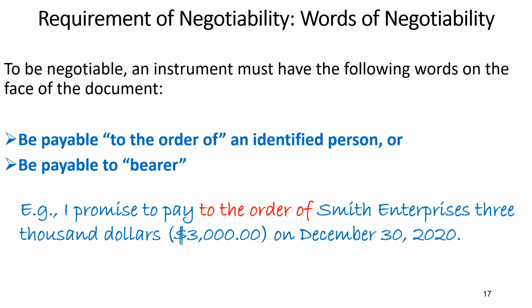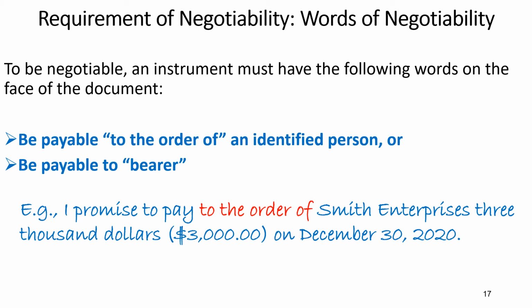This is in writing, and we're going to assume that I have signed it. I'm promising to pay, unconditional promise. And then when I insert the words "to the order of Smith Enterprises," under the law, the phrase "to the order of" has legal significance. It makes this promise negotiable. If I had just written, I promise to pay Smith Enterprises $3,000 on December 30th, 2020, I would have an enforceable promise, an enforceable contract to pay Smith Enterprises $3,000. But only Smith Enterprises $3,000.